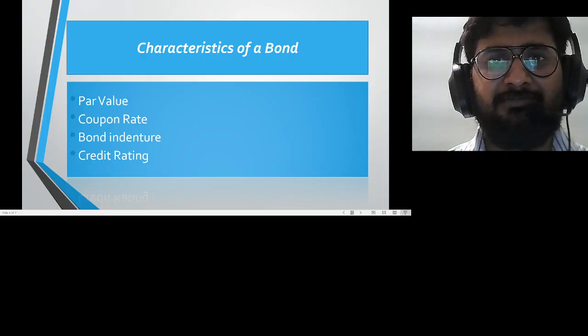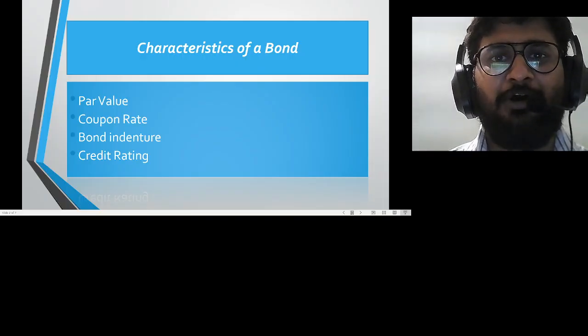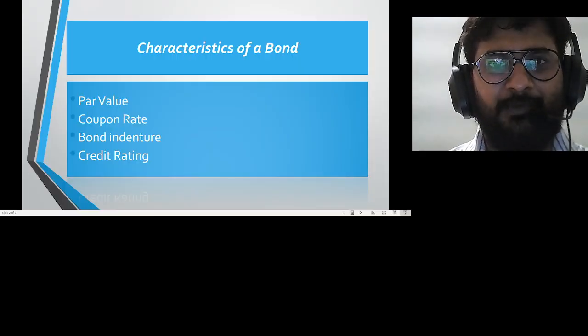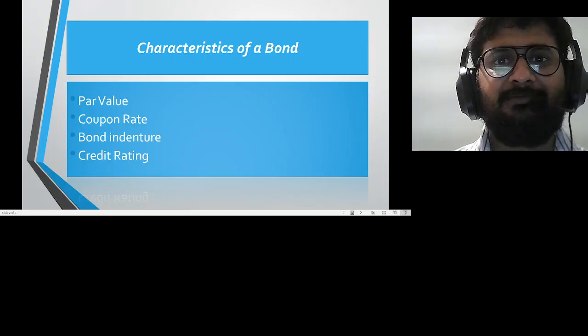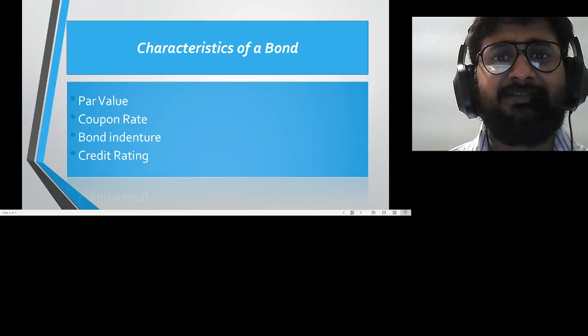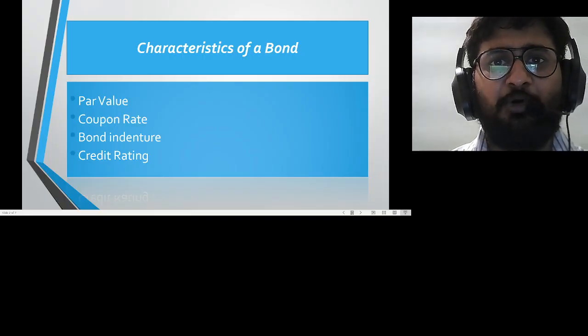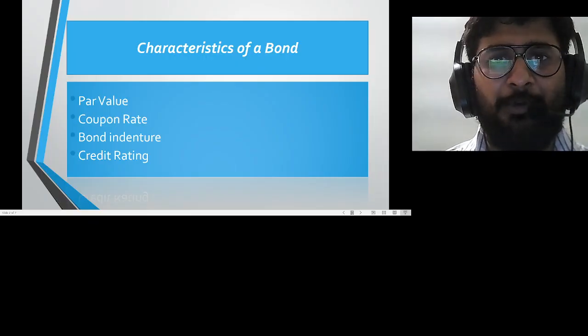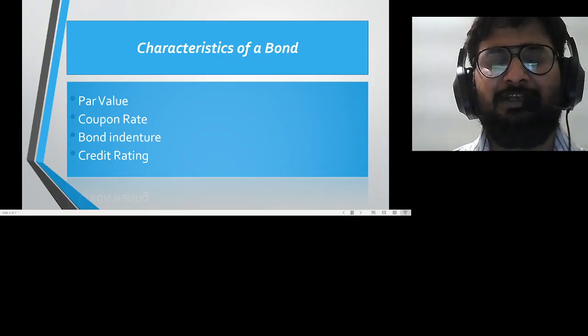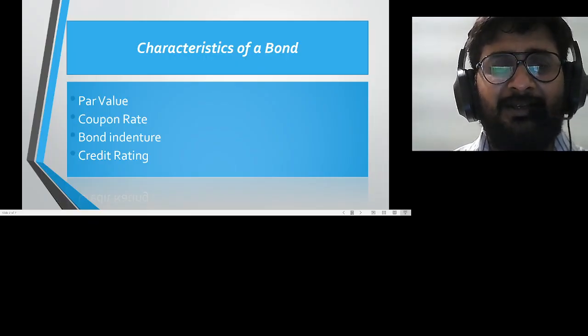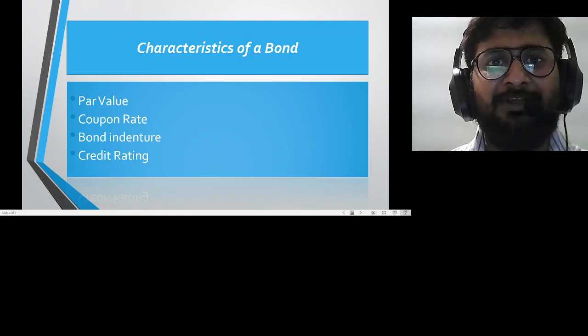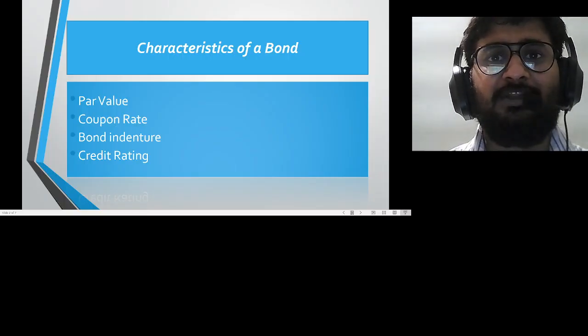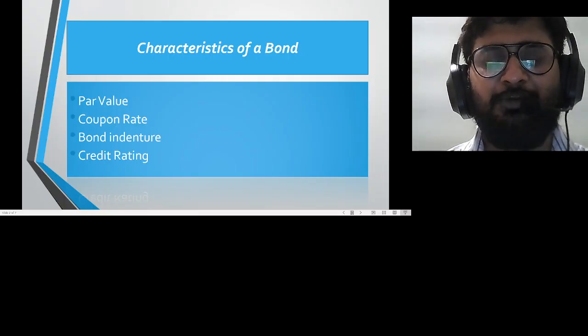Coupon rate, also generally called the interest rate or stated rate. The coupon rate or interest rate is that rate which the borrower, that is the borrowing company, will pay to the investor. Remember, interest amount is always calculated by multiplying the coupon rate with face value, par value.